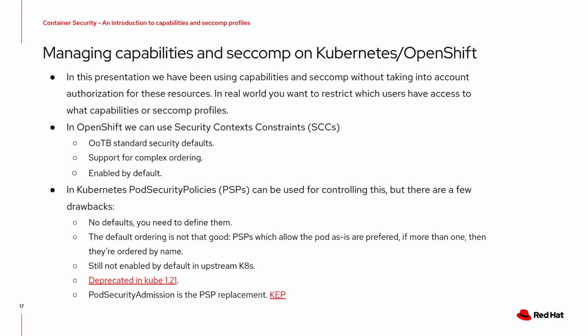In Kubernetes, we have pod security policies that can be used for controlling this as well, but they have a few drawbacks: there are no defaults, you need to define them, the default ordering is not that good, and it's still not enabled by default in Kubernetes, so you need to enable it on the API server. They will be deprecated in Kubernetes 1.21, and the community is working towards pod security admission that will be the PSP replacement, the pod security policies replacement. You have the Kubernetes enhancement proposal on the slides.